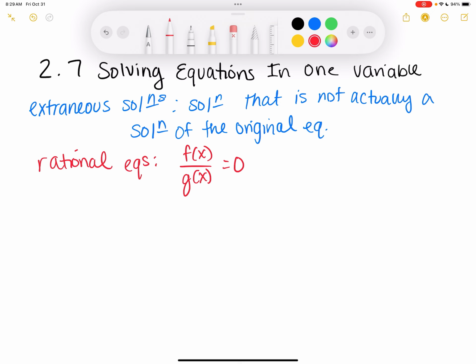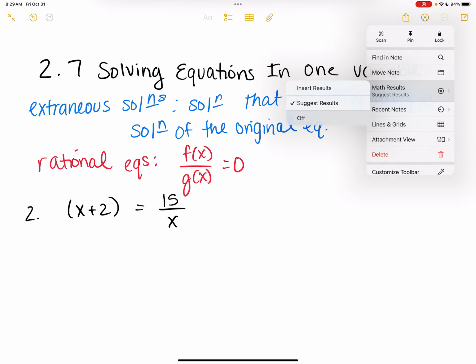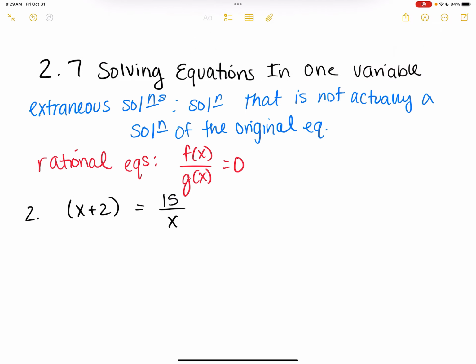Alright, solve the equation algebraically and identify any extraneous solutions. Number 2, we have x plus 2 is equal to 15 over x. So I've got to solve this equation. Obviously, I'm trying to see what x is equal to.